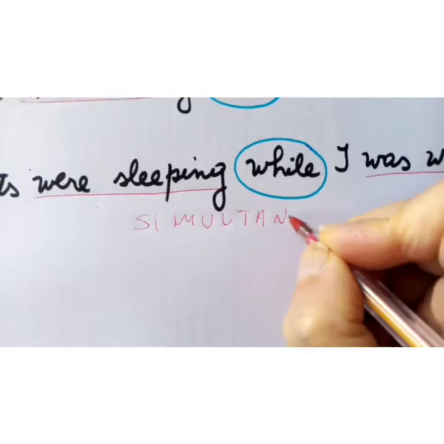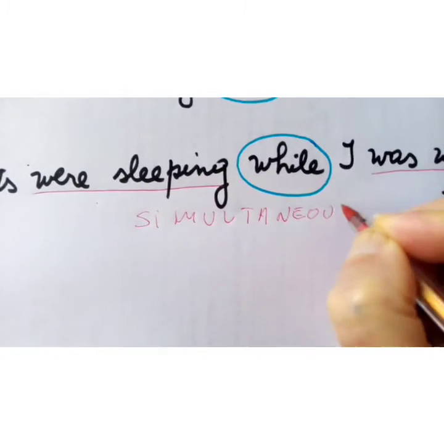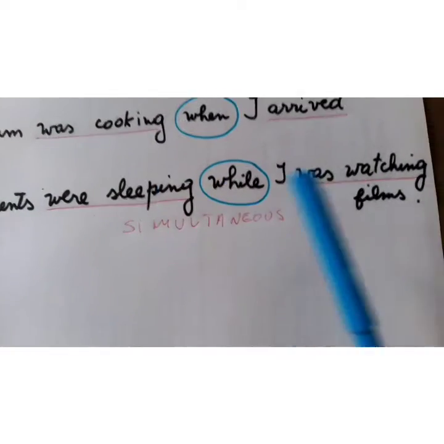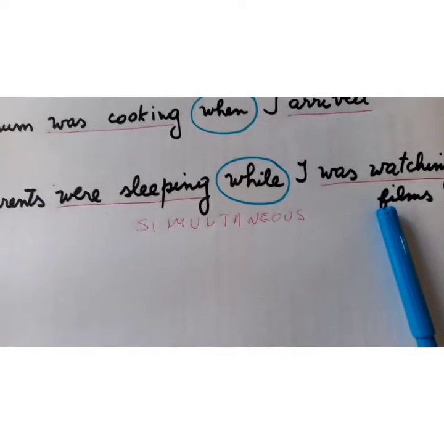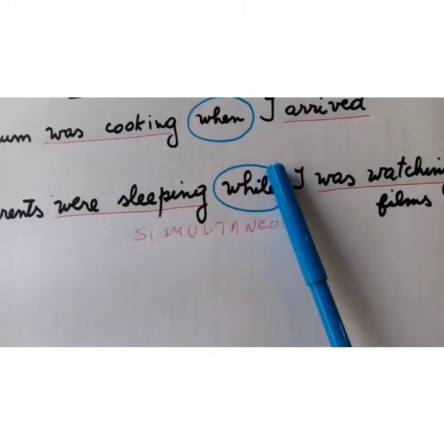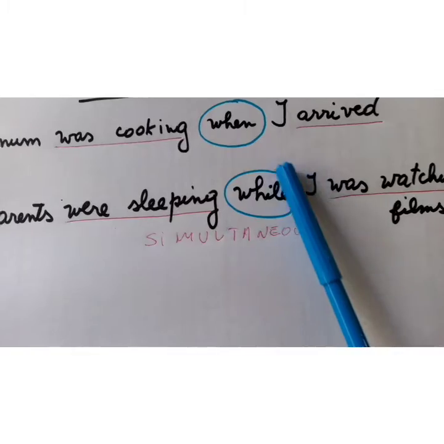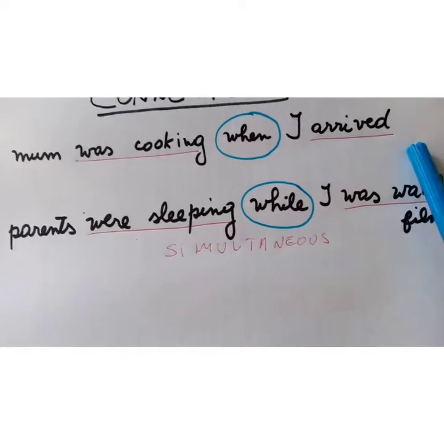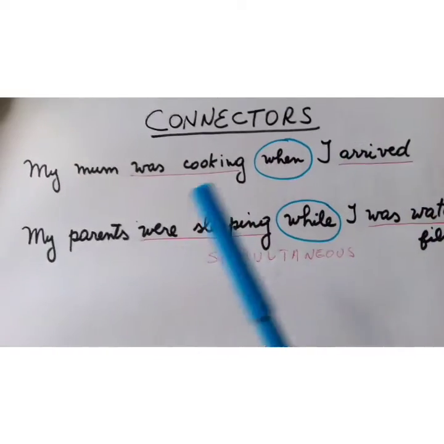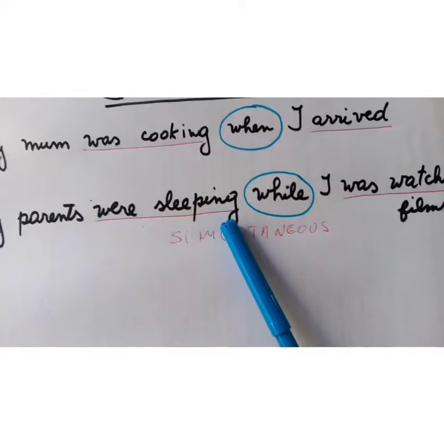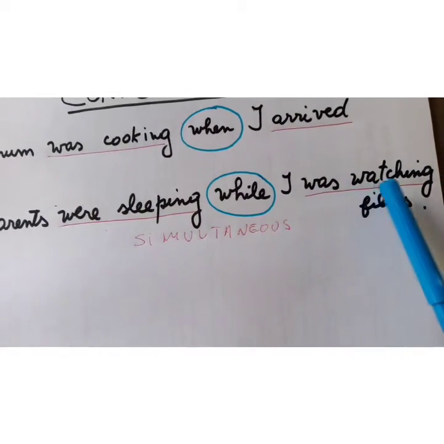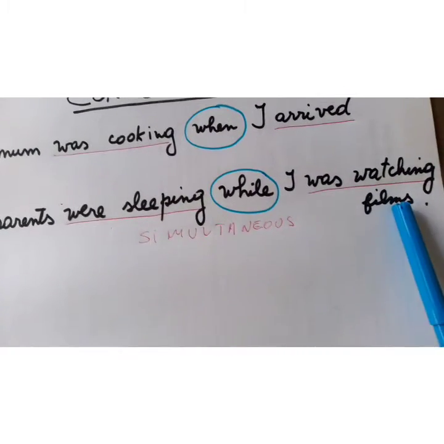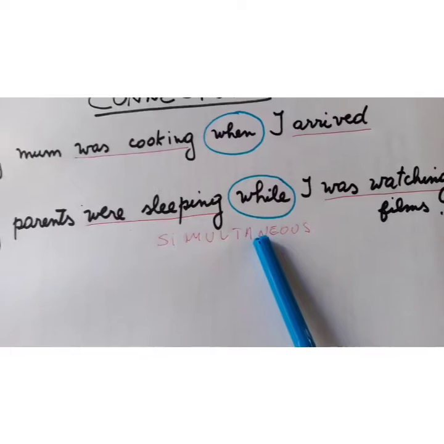Two simultaneous actions. And these two simultaneous actions are connected with while. My mom was cooking when I arrived. My parents were sleeping while I was watching films. Two actions connected with while.